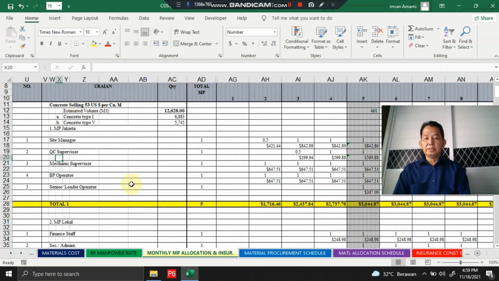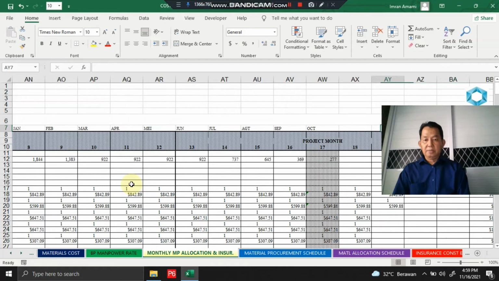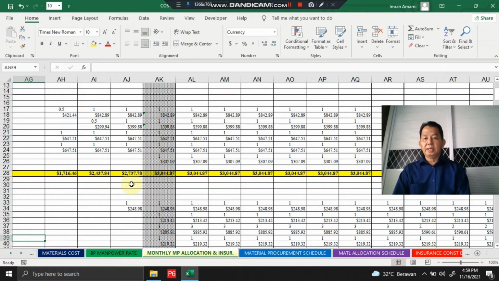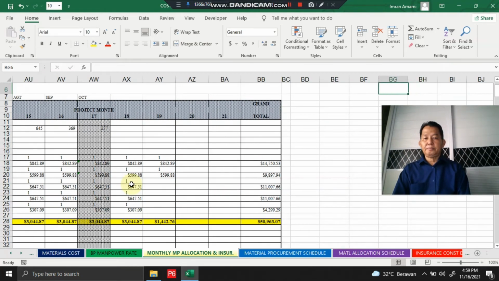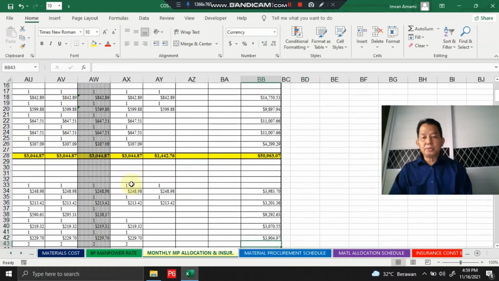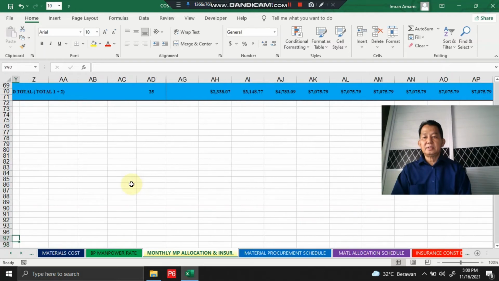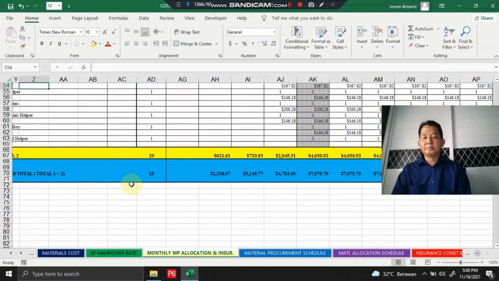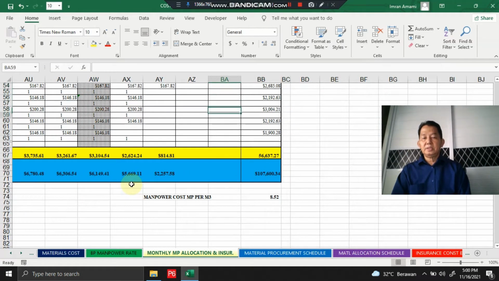and now here is the monthly manpower allocation schedule, and its monthly cost. So we found the grand total cost for the manpower allocation here. Yes, this one. This is including all allowances applied to each personnel. Yes, this is the total manpower allocation cost.